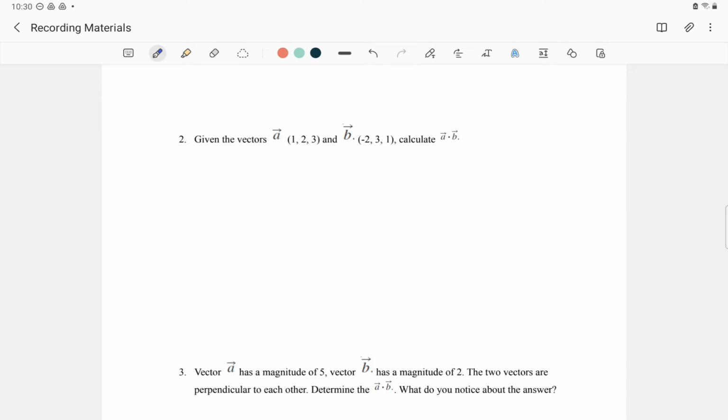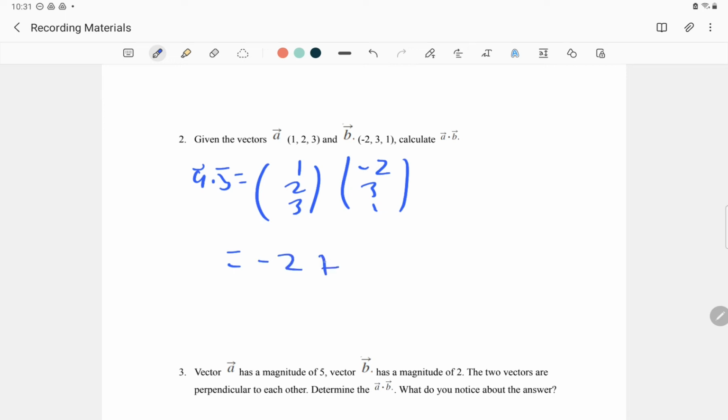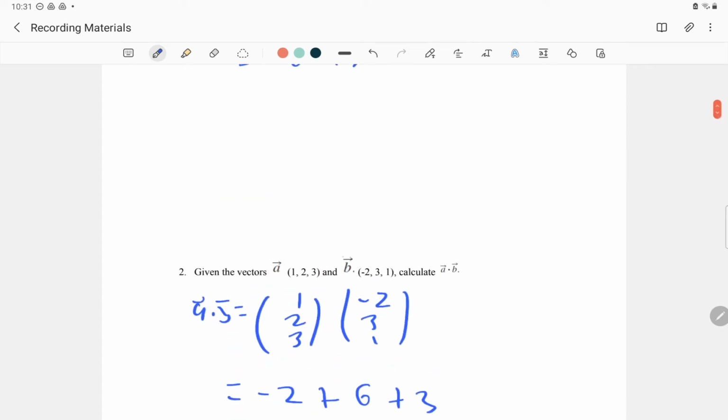So to find the dot product, we have to first list it out like this: 1, 2, and 3, -2, 3, and 1. And we simply have to take the multiplication between the two x values, -2, plus the multiplication of the two y values, 6, and plus again the multiplication of the two z values, which is 3. And the final answer that we'll be getting is 7, which is the scalar quantity, which is the same as the one you get here.